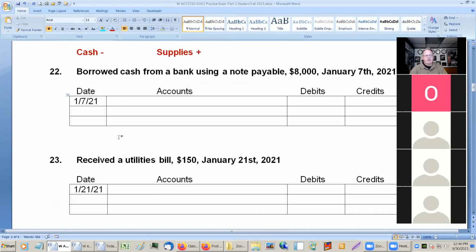Borrow cash from the bank using a notes payable. So what accounts? Cash and accounts payable. Good. You probably use what they have on here though, the notes payable. But if you put accounts payable, that's fine. It is a payable. That's a big thing.